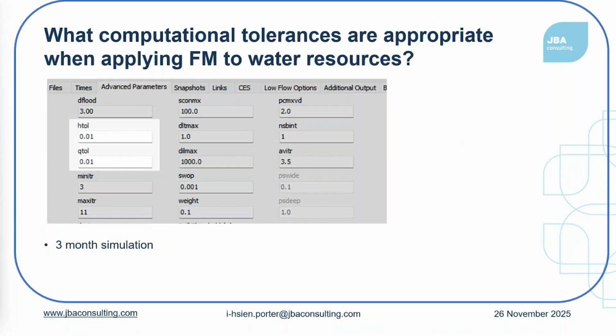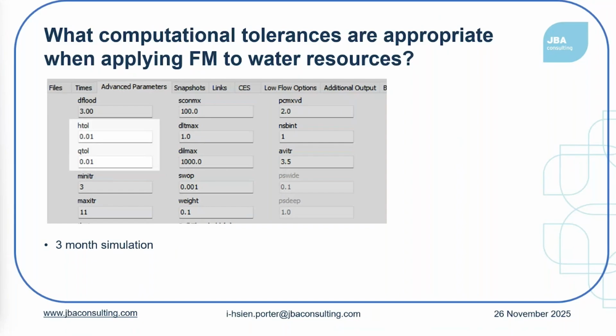And so that brings me to the second one of my unanswered questions, which is what computational tolerances are appropriate when we're applying Flood Modeler to water resource problems, where we're typically looking at much lower flow rates. I had a really fascinating conversation with Conrad Adams about this at the conference. But assuming that you're familiar with Flood Modeler, then you'll likely be aware of some of the advanced computational parameters, HTOL and QTOL. So this is a level and flow tolerance. If the solution is within these tolerances at a given time step, the model is said to have converged.